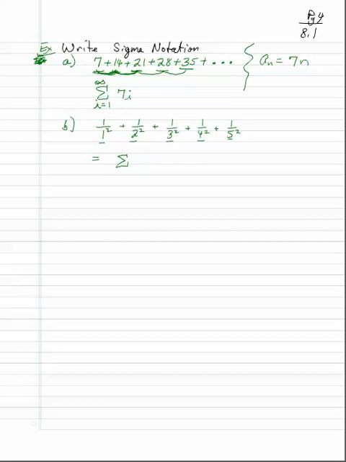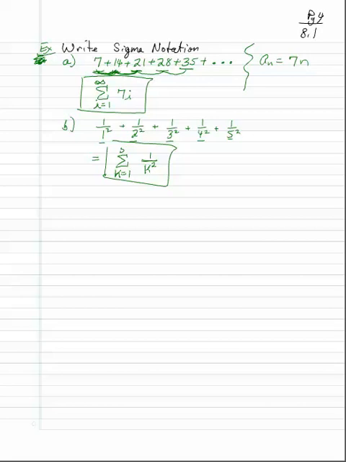So the thing that's staying the same is 1 over some number squared, and let's use k this time. So it's going to be 1 over k squared, and we're going to start at 1 and end at 5. So that's your answer there. Again, a lot of this just takes some practice, and you'll get better as you do more examples.